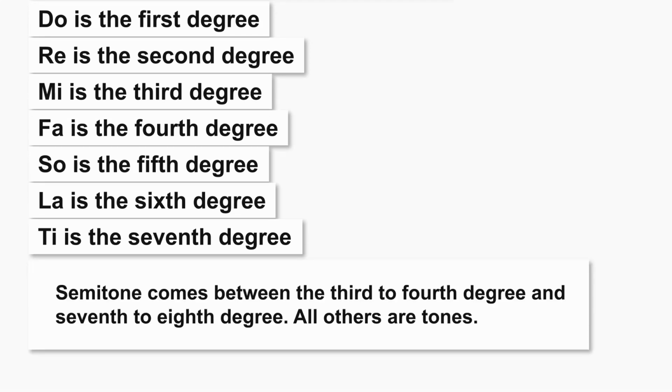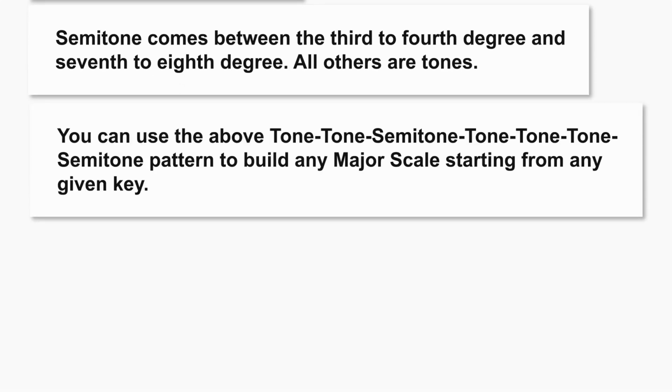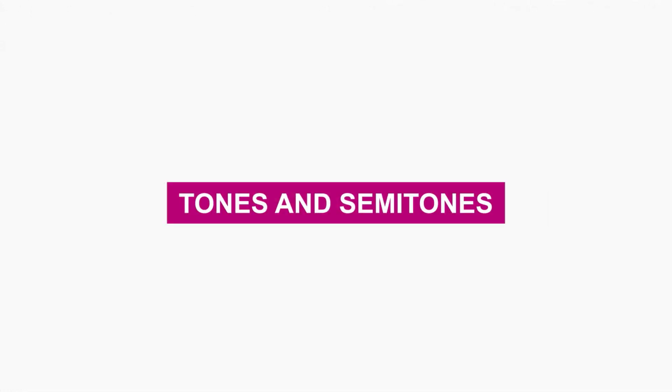Semitones come between the 3rd and 4th degrees and the 7th and 8th degrees. All others are tones. You can use the above tone-tone-semitone, tone-tone-tone-semitone pattern to build any major scale starting from any given key.